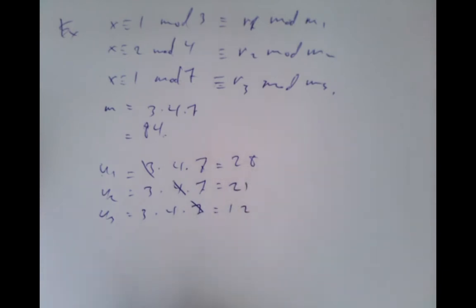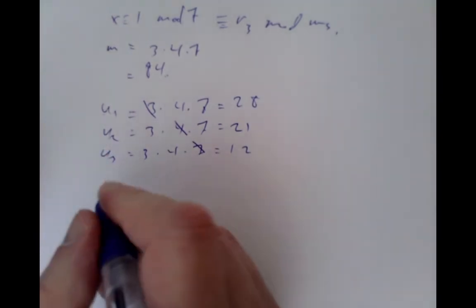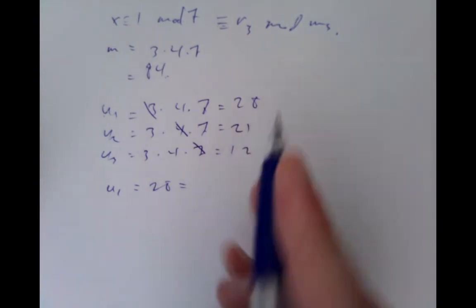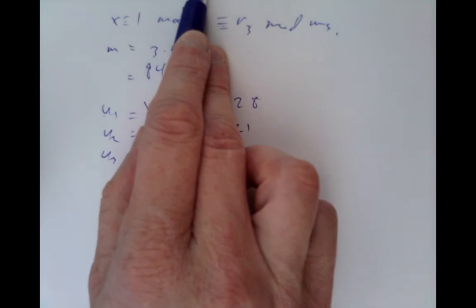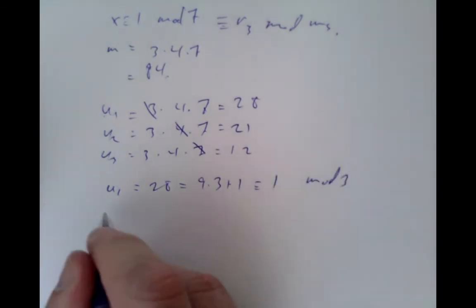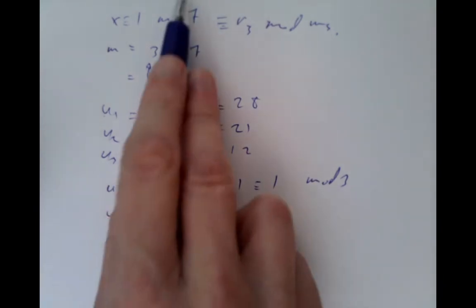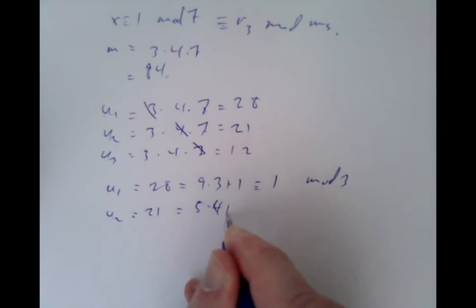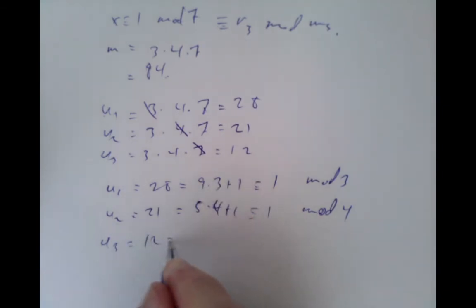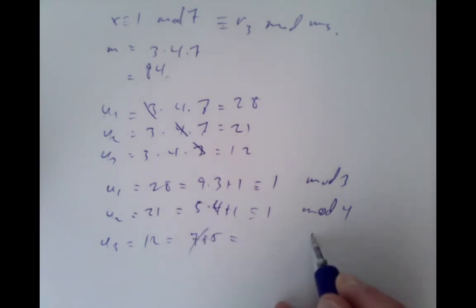Now we have to work out what are the remainders modulo the various m's. And so u1 is 28, so I want to work out the remainders mod 3. So 28 is 9 3's plus 1, so it's 1 mod 3. u2 is 21. We're working mod 4, so that's 5 4's plus 1. So that's 1 mod 4. And then u3 is 12, which is seven plus five, so mod seven, that's five.